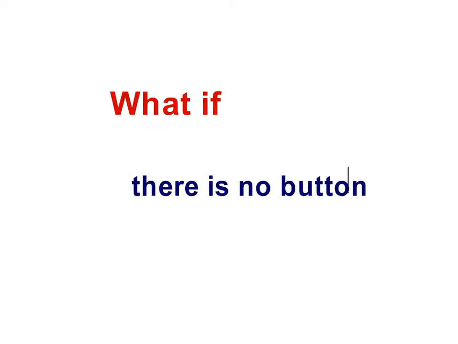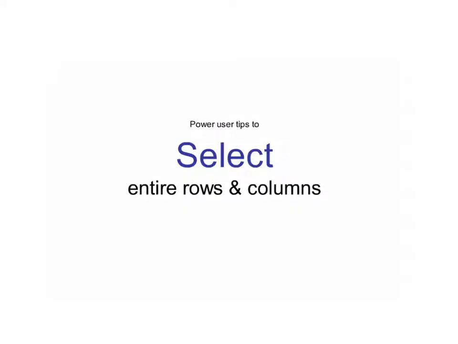If there isn't a button, then you're going to need to sharpen your Excel skills. The first thing to remember is that in order to avoid messing up formulas, you usually want to select entire, not partial, rows and columns.